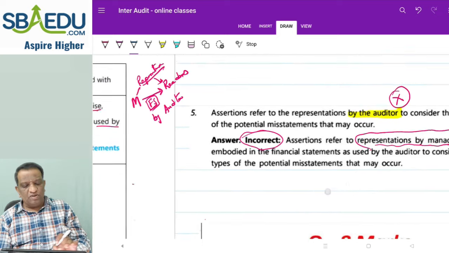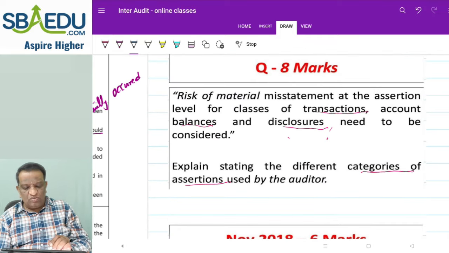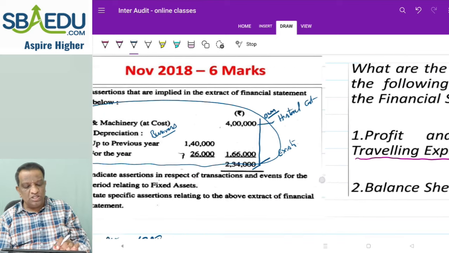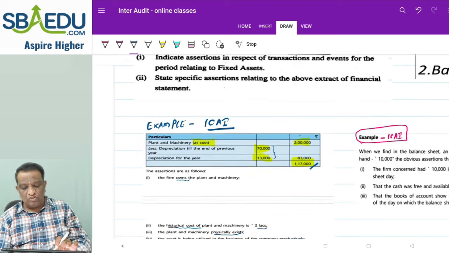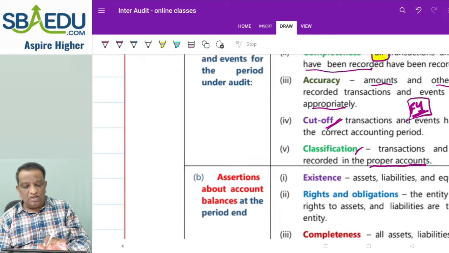So summarizing from the examination point of view, he can ask you what these representations are, so learn the definition. He can ask you a direct question on the different categories or types of assertions, where you are supposed to talk about these three: transactions, account balances, and disclosures. Or he can give you an extract from the balance sheet and the P&L and ask you to write what the assertions by the management are, whereby you say the following are the assertions. So these are the three models of questions that can come in the examination on this topic.